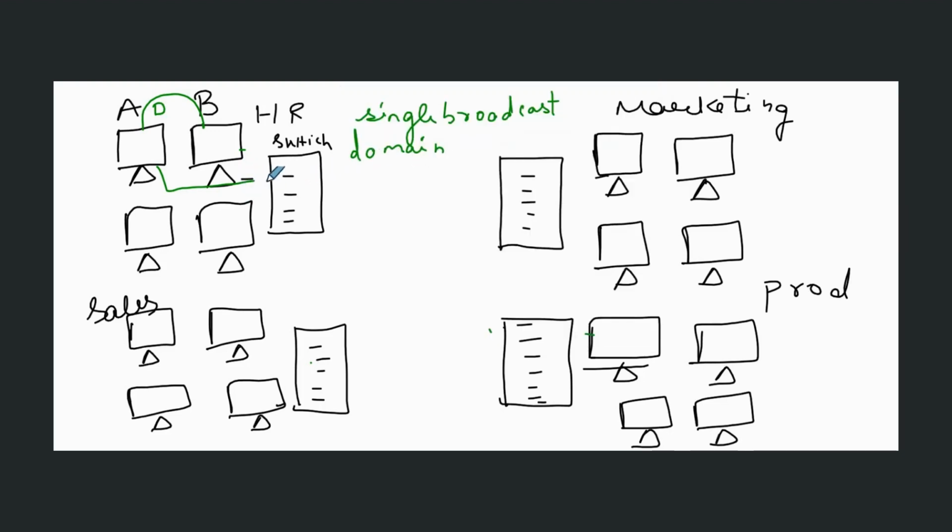It will travel to this switch, and the broadcast will happen within this switch. If in the marketing department A device wants to communicate to B, A device will contact the switch, and the switch will broadcast within this department only. Production will broadcast within its department, and here within this department. But now also we have a problem.